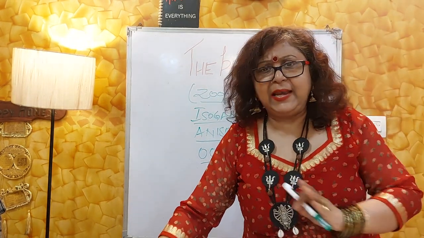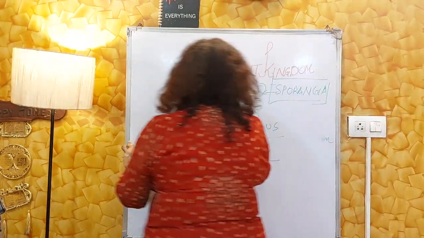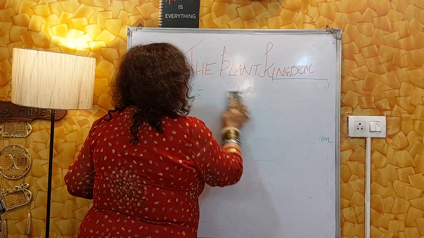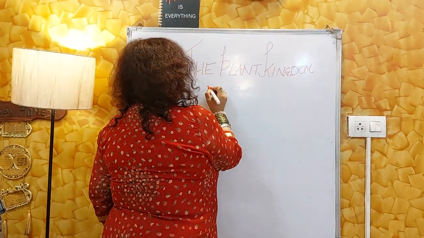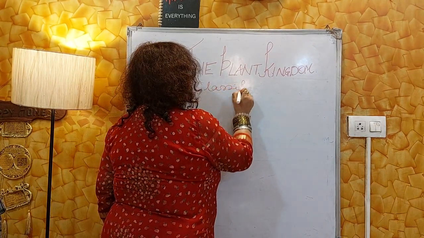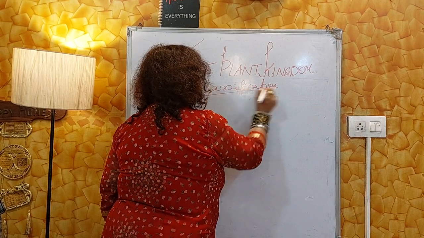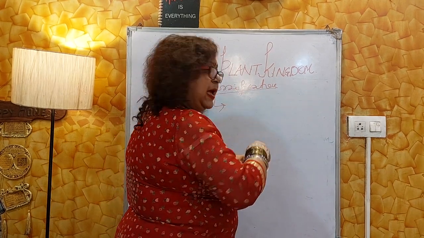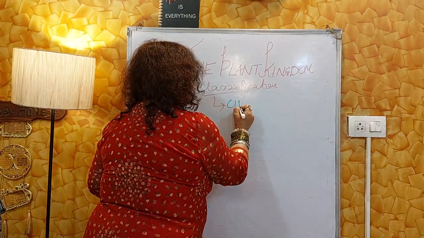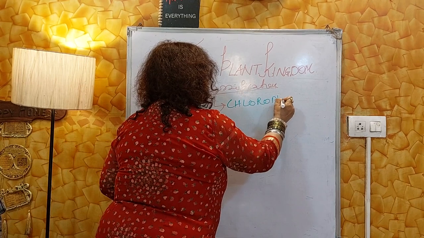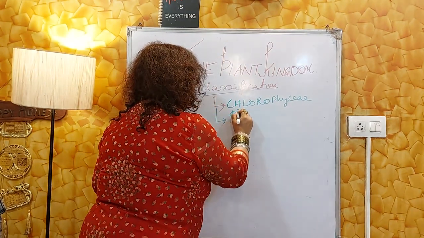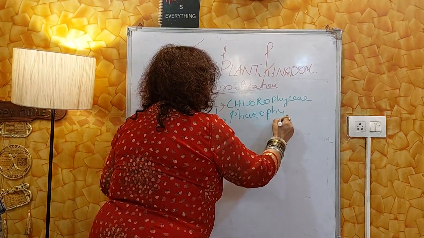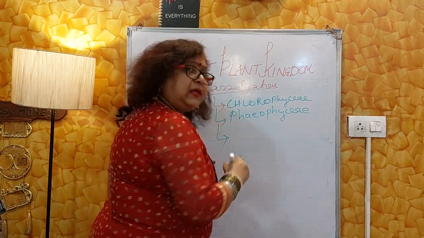Now, general algae, as per those three criteria. Now we come to the classification of algae. First one is, as I said, Chlorophyceae, the green algae. Second one is Phaeophyceae. Third one is Rhodophyceae.